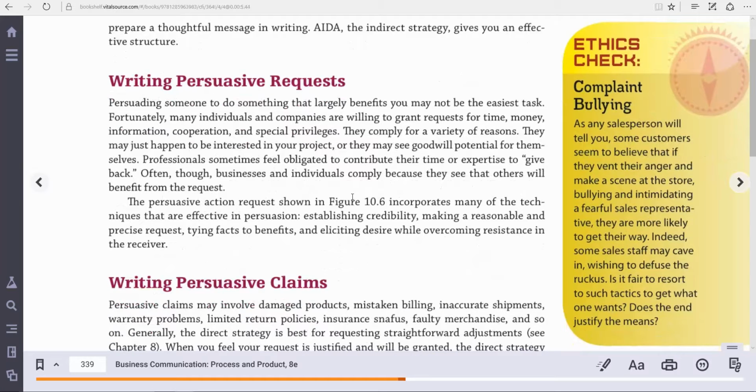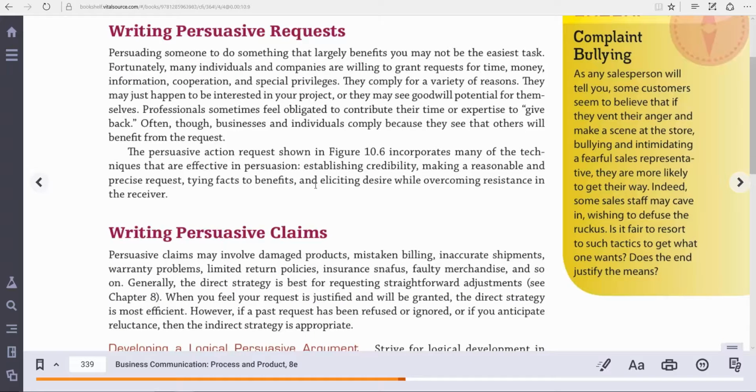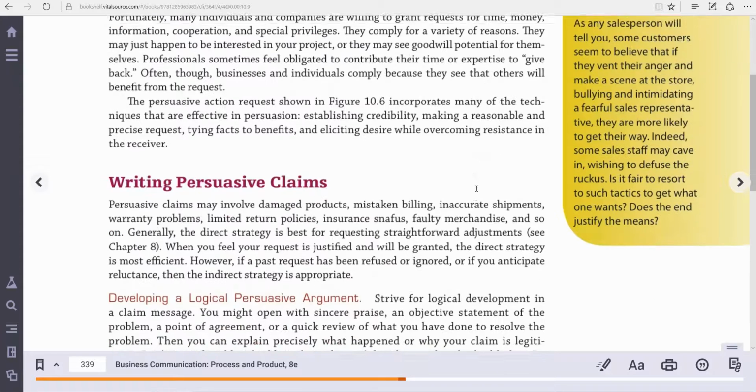Writing persuasive requests. Persuading someone to do something that largely benefits you may not be the easiest task. Professionals sometimes feel obligated to contribute their time or expertise to give back, but often businesses and individuals comply because they see that others will benefit. Okay, so in the figure, techniques that are effective in persuasion are to establish credibility, make a reasonable, precise request, tie the facts to benefits, and then elicit a desire while overcoming resistance.